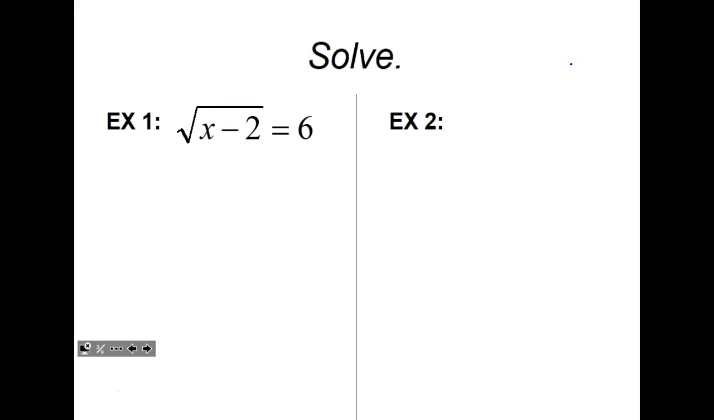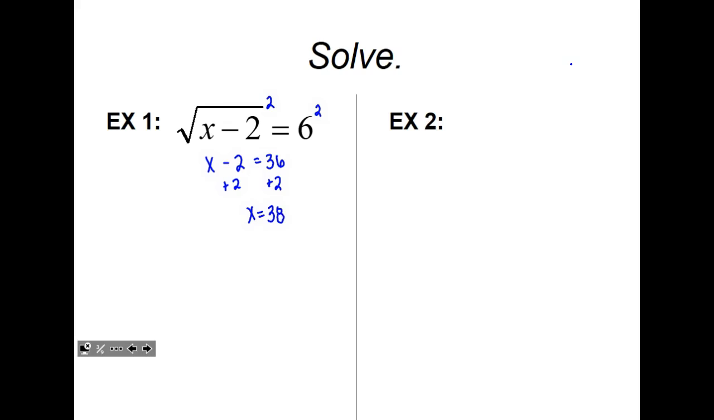Like example 1 here, we've got the square root of x minus 2 equals 6. To solve this, we would just square both sides, and we get x minus 2 equals 36. And then we would just add that 2. So x would equal 38.